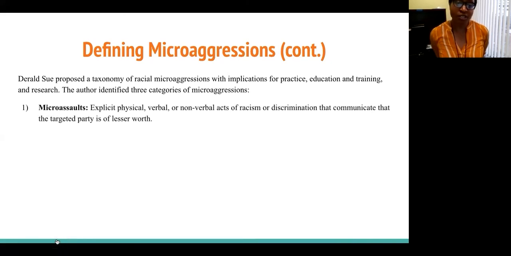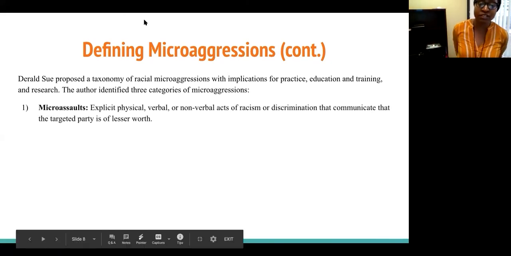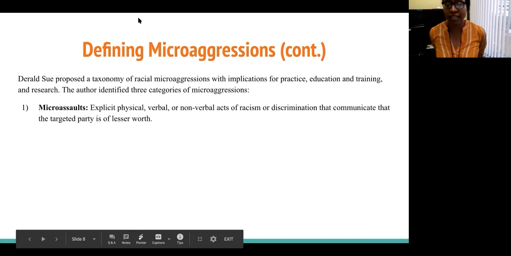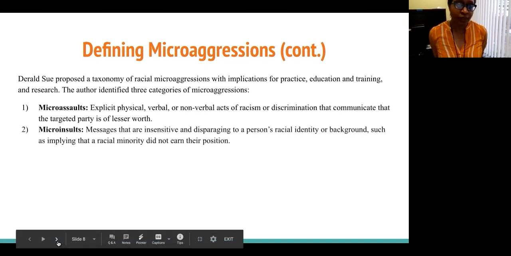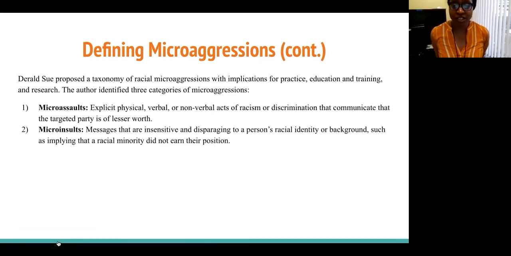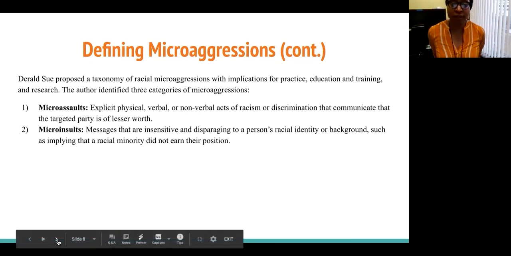So microassaults, they're explicit, so they can be physical, verbal, or nonverbal acts of racism or discrimination that communicate to the targeted party that they're of lesser worth. Microinsults are messages that are insensitive and disparaging to a person's racial identity or background, and once again imply that the minority did not earn their position. And you can imagine if you already have some sort of stereotype threat, how this can compound it.